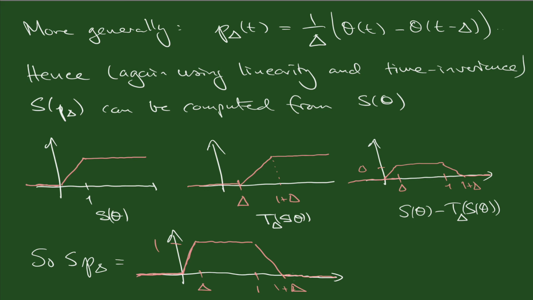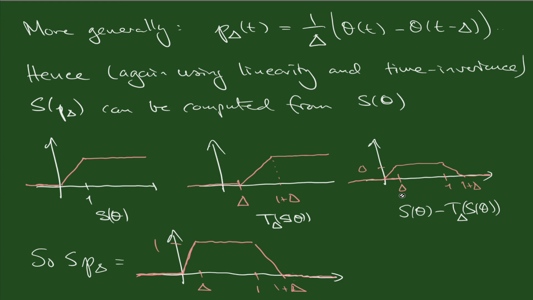And more generally, if you look at P delta, well, it looks pretty much the same. P delta can be written as theta of t minus theta of t minus delta, but then we also have to normalize by this factor 1 over delta to get the right height. And if you try to do this now for our example, then of course S theta is still the same as it was. If you translate the unit step response by delta, we get just a corresponding function translated delta steps to the right. And if we subtract those two, well, then we get something that looks like the rightmost picture here.